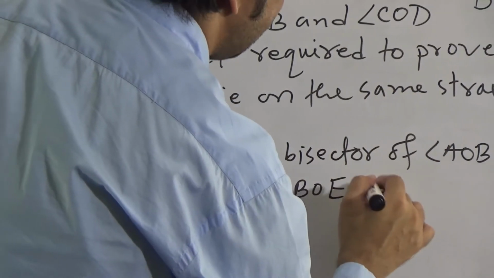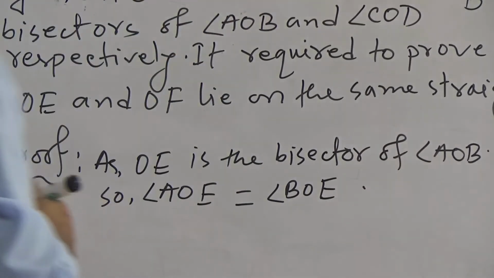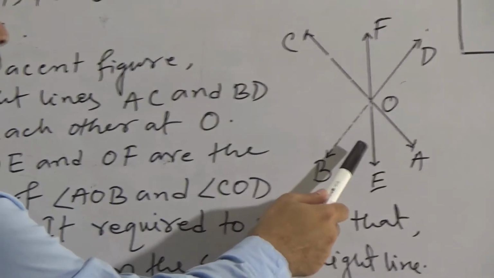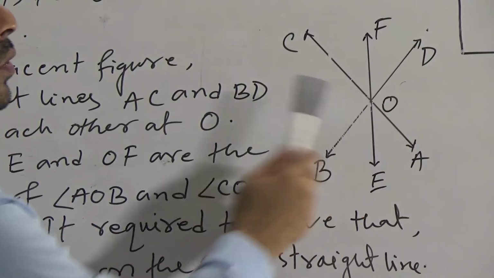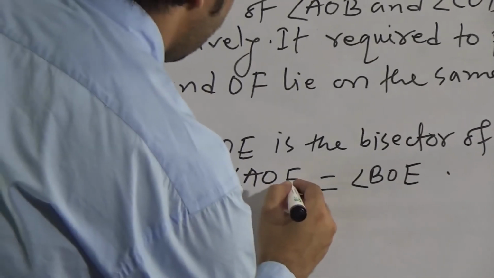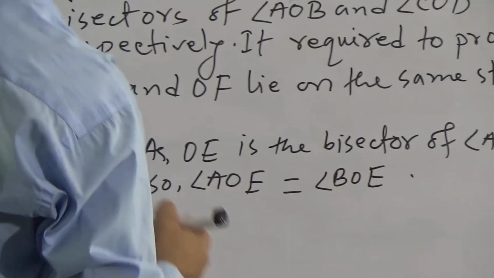As OE is the bisector of angle AOB. Bisector means the line or the ray which divides the angle into two equal angles. So these two angles are equal. For this I can write angle AOE is equal to angle BOE.